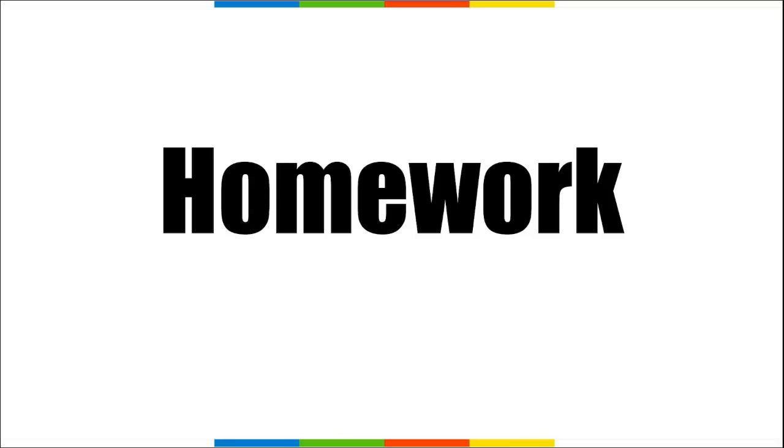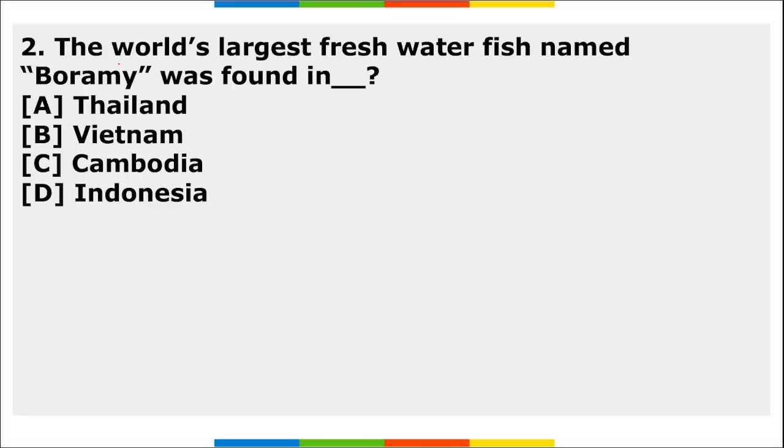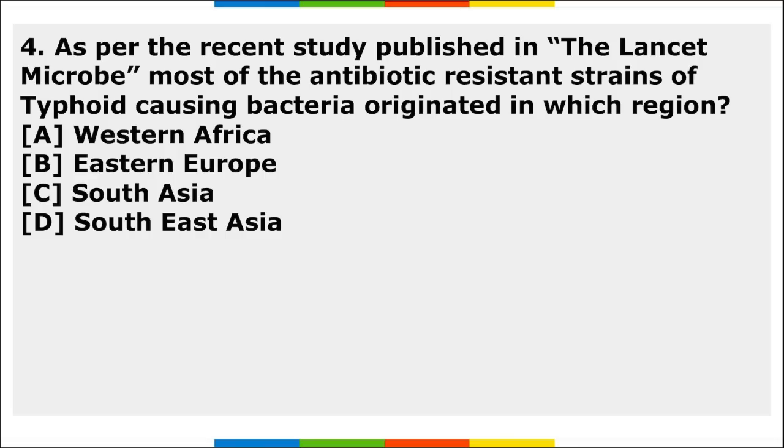Now it's time for your homework. Let's go for the homework. These are important questions and I want everyone to comment below. Who recently became the first black president of Colombia? Important question. First black vice president of Colombia. Next, the world's largest freshwater fish, named Borami, was found in which area? Third question, which of the following is a tri-state protected area? Fourth, as per the recent study published in The Lancet Microbe, most of the antibiotic resistant strains of the typhoid causing bacteria originated in which region? This was also in news recently. I want you all to comment below.